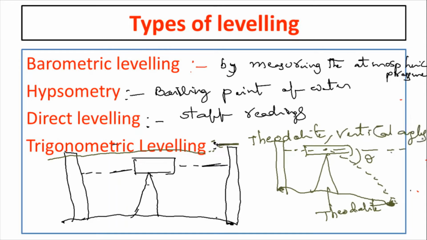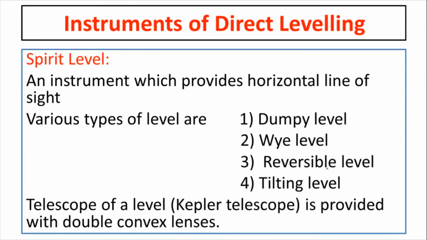So these are the four types of leveling we have. But in this chapter, we are going to see only direct leveling. When I say direct leveling, what are the instruments we use? We use an instrument called a level, and an instrument called a staff. Let us see about those two instruments. The first instrument is the spirit level. It is an instrument which provides the horizontal line of sight.